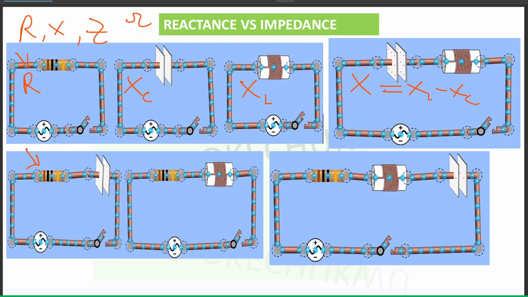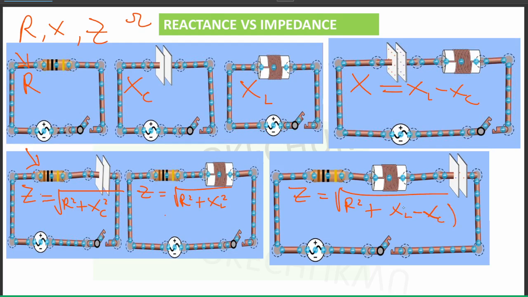This is impedance now. Okay, the overall opposition to the flow of current is impedance. And the formula will be this: square root of R squared plus XC squared. It's very simple. What about this one? Impedance. Okay, we have a resistor and an inductor. So R squared plus XL squared, like that. What about here? Impedance. Okay, the same thing. So R squared plus XL minus XC squared. Is that okay?